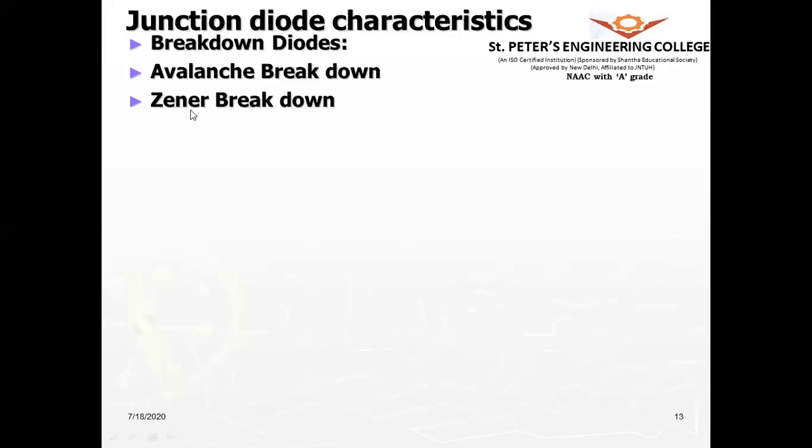When you take a heavily doped diode, then for a very small voltage there will be a breakdown, and such a breakdown we call a Zener breakdown. So we can control the breakdown at a very small voltage level itself. So we can get a breakdown for very small voltage.